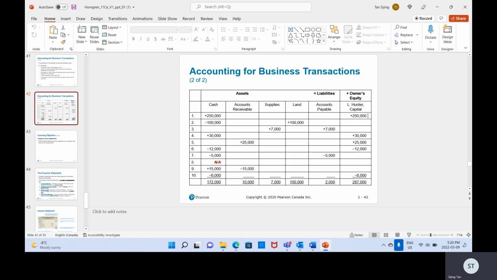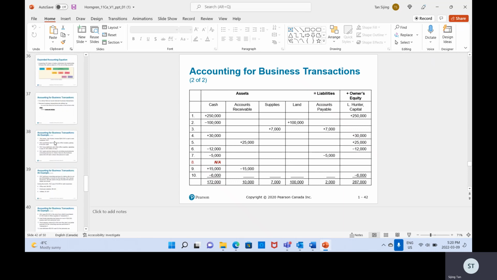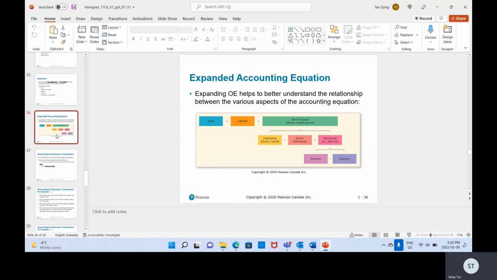Another question we're having is about the equation. A very important equation we need to remember is assets equals liability plus owner's equity. But when you take a look at this in detail, what other factors will affect your owner's equity? It's the owner's investment, the owner's withdrawal, and the owner's net income. The net income equals revenue minus expenses.